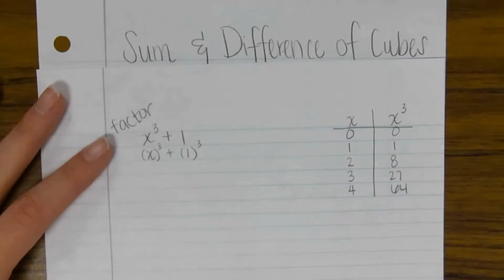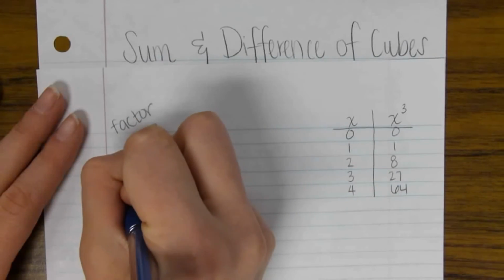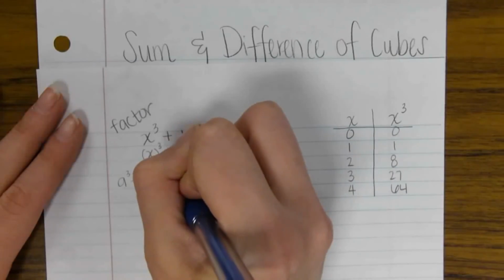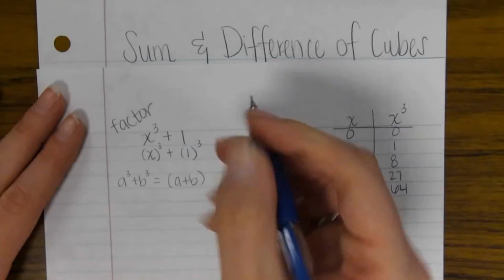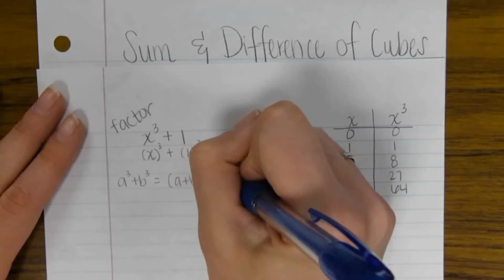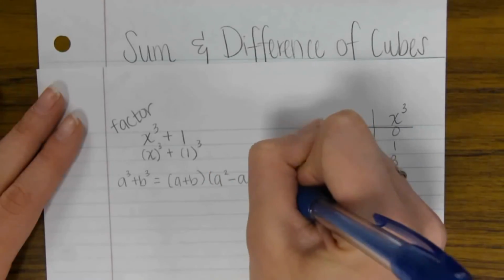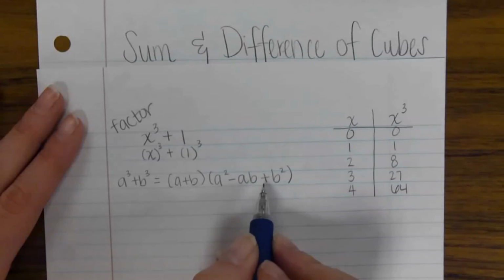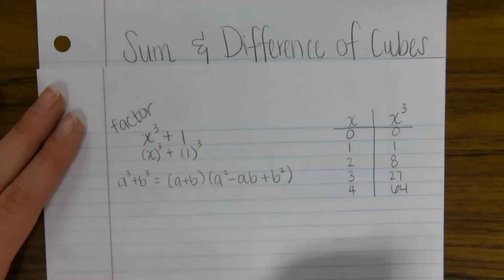Because this is a plus sign, I'm going to use sum of cubes. So sum of cubes says that a cubed plus b cubed equals a plus b. These signs are the same. Times a squared minus ab plus b squared. This sign is opposite. This sign should always be a plus sign because any number squared is always plus.